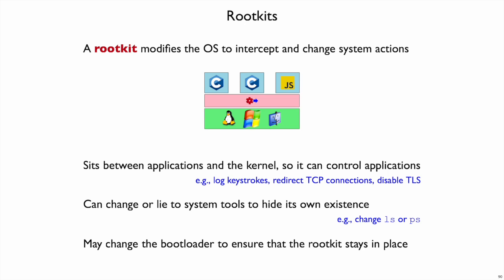It can change the operating system to lie to system tools. Like if you try to list all files on the file system, then the rootkit might monitor the communication with the file system and quietly change the output to remove files that it doesn't want the user to see, such as files that start $sys.